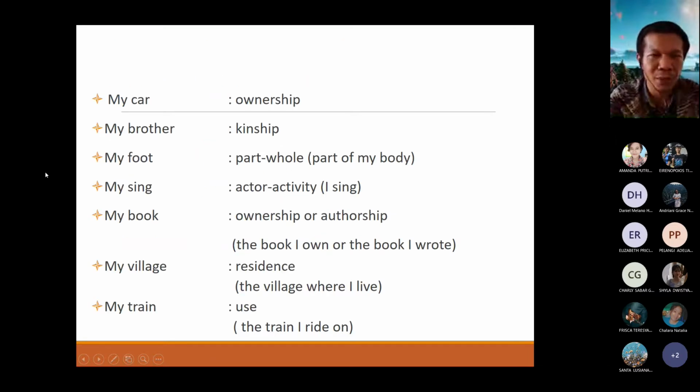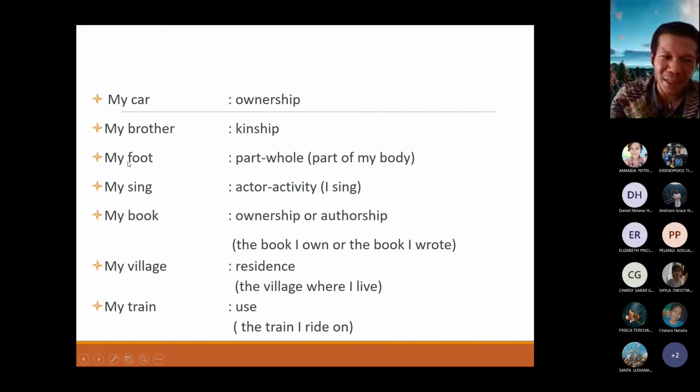Okay. Yeah, this is also the possessive pronoun my. If the possessive adjective my is followed by different nouns, guys, they also have different translations. For example, if I say my car, my here is the ownership. I own the car. But my brother is not the ownership because I don't own my brother. God owns my brother, not me. But my here relates to kinship, persaudaraan, not ownership.